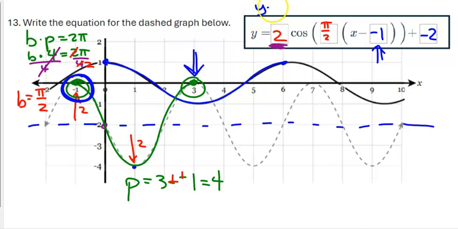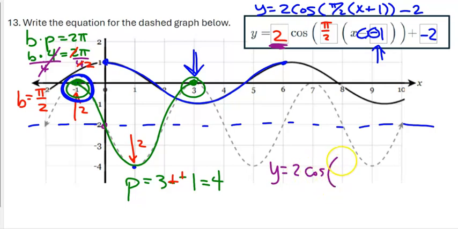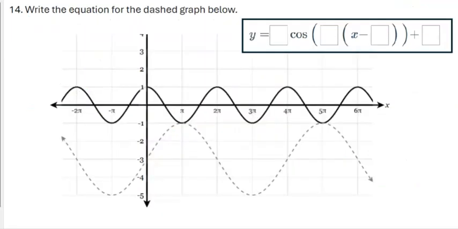So the final equation here is y is equal to 2 times the cosine of pi over 2 times quantity of x plus 1, a double negative here, minus 2. And if you had gone the other direction, you would have had y is equal to 2 times the cosine of pi over 2 times quantity of x minus 3. Got to put in 3 instead, minus 2. And then for the last one.